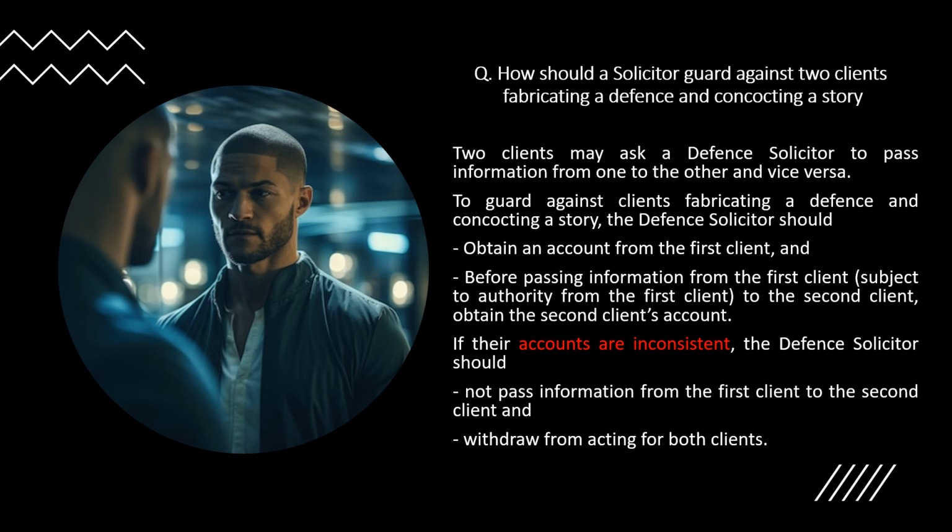Question: how should a solicitor guard against 2 clients fabricating a defence and concocting a story? 2 clients may ask a defence solicitor to pass information from one to the other and vice versa. To guard against a client fabricating a defence and concocting a story, the defence solicitor should obtain an account from the first client and, before passing information from the first client, subject to the authority from the first client, to the second client, obtain the second client's account. If the accounts are inconsistent, the defence solicitor should not pass information from the first client to the second client and withdraw from acting for both clients.